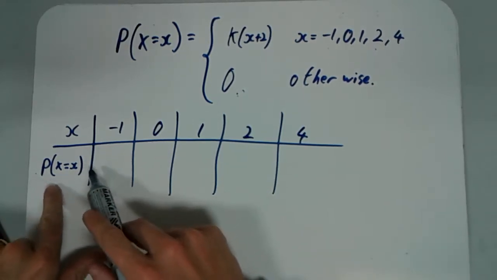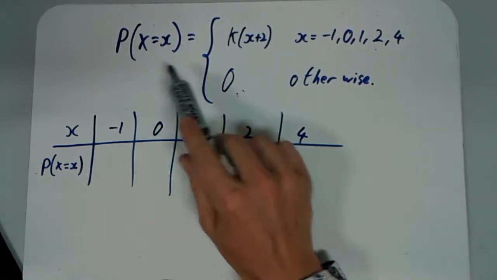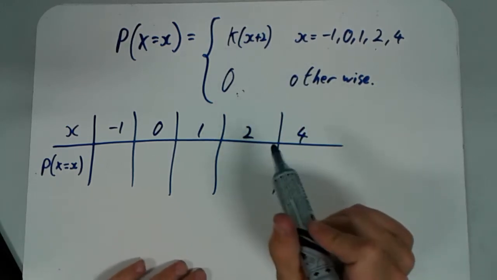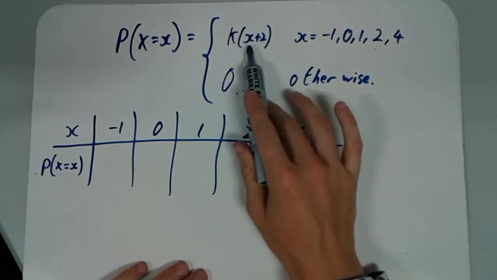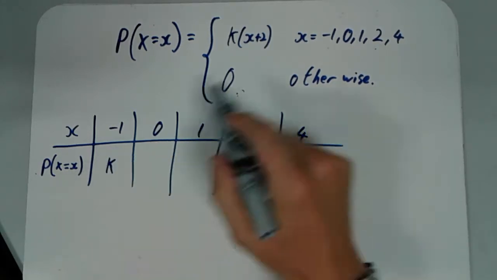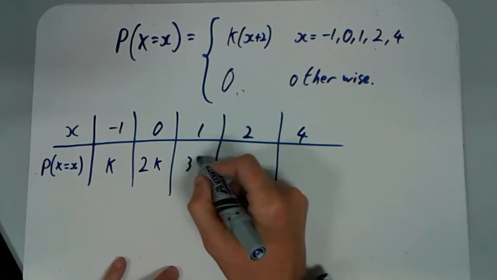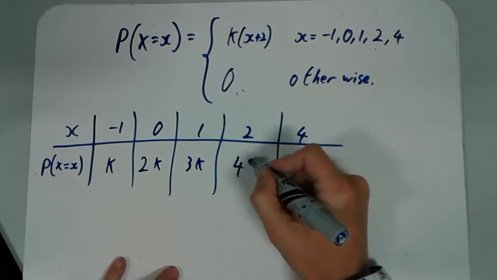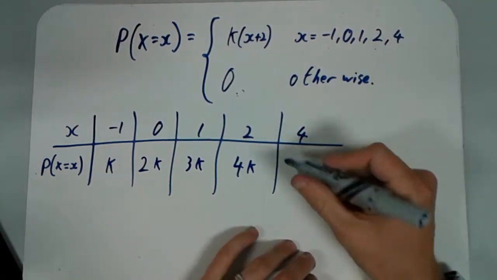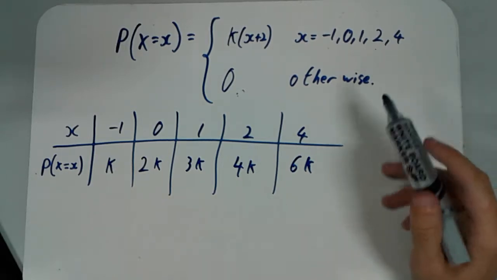Okay, so we've put this in a table. What is the probability that x is equal to -1? All I need to do is substitute -1 into this formula. That's going to give me a value of -1 plus 2, 1 times k. And then I do the same for 0. That will give me a value of 2k. 1, 3k, 4k, and then careful that you don't just automatically put in 5k here. 4 plus 2 gives me 6k. Always be on the lookout for little things like that.